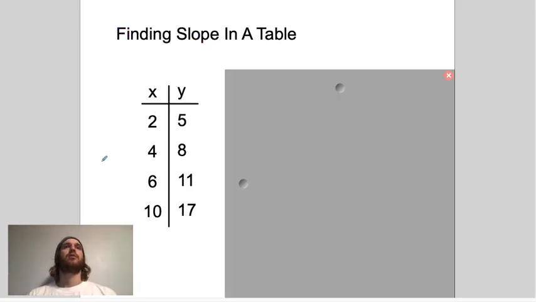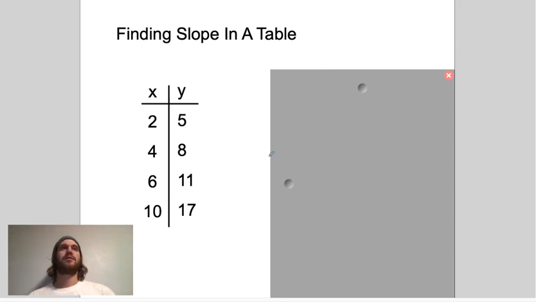Okay, let's take a look at some tables. Finding a slope in the table is actually very simple. It is as simple as looking at how the table is changing. So if I come up through here, you can say, hey, I'm adding 3. How about over on this side in the x?